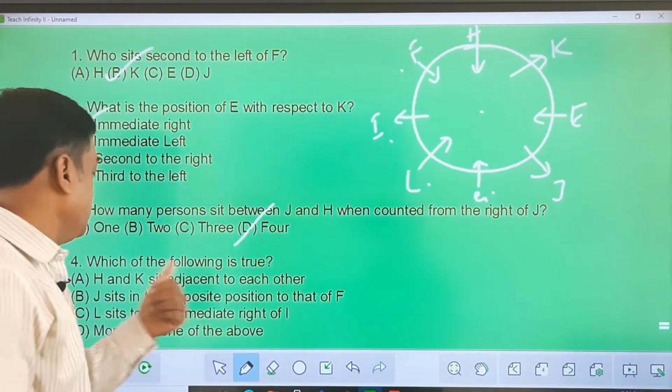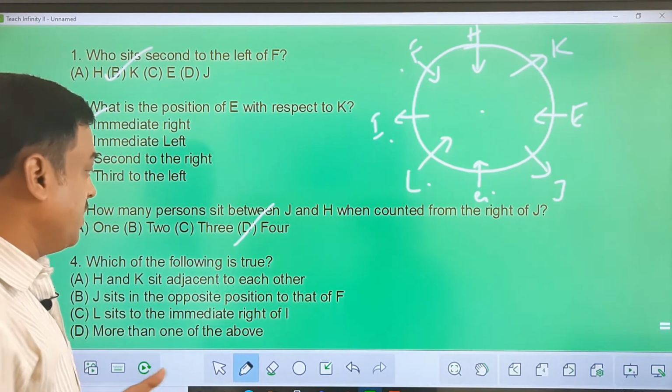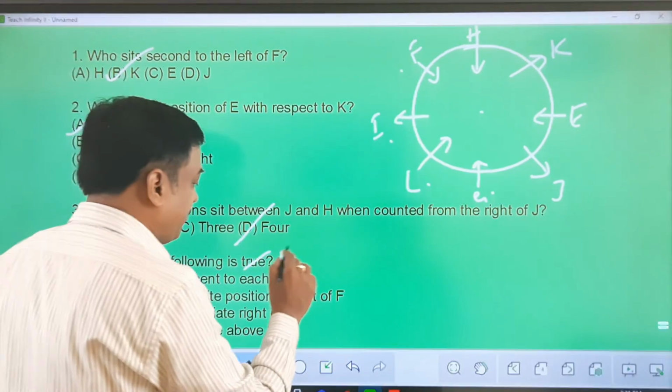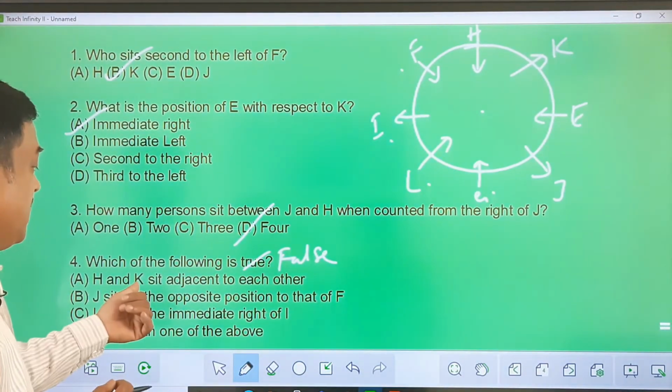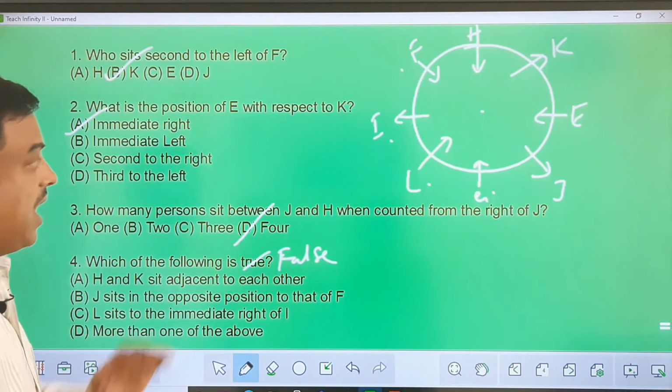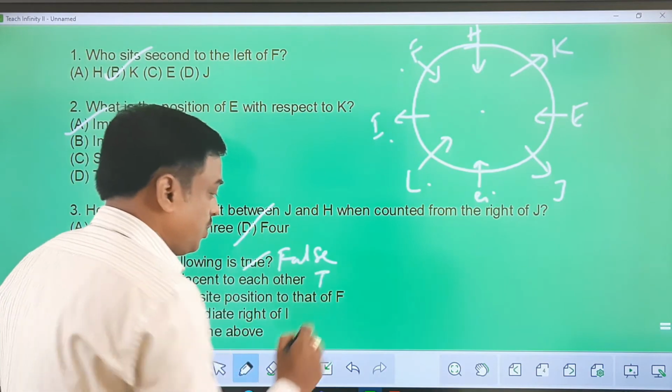Next one, which of the following is true? H and K sit adjacent to each other. I take false, that would be more precise to understand. Now, H and K sit adjacent to each other, he said. Are H and K adjacent to each other? Yes, it is true. So true here.